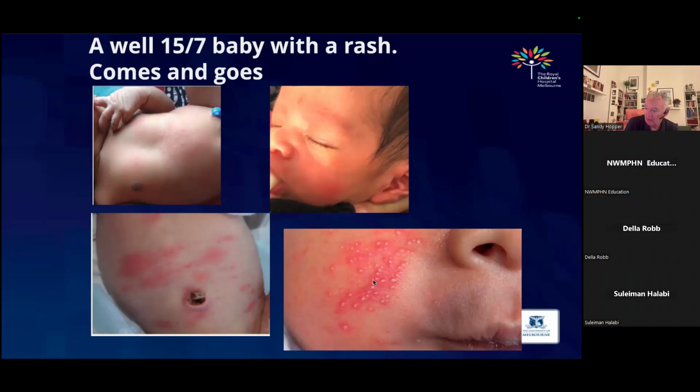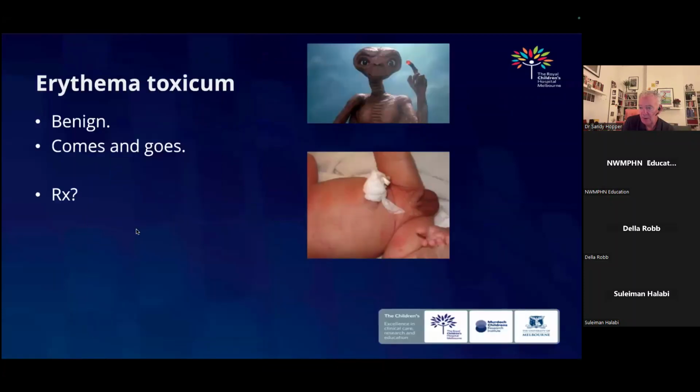Not really kind of big and lumpy, but I think there's, for me at least, a kind of spectrum around neonatal acne and erythema toxicum. But if these are little ones without too much of the deep stuff, then it's probably erythema toxicum. So it's benign, it comes and goes. What is the treatment?